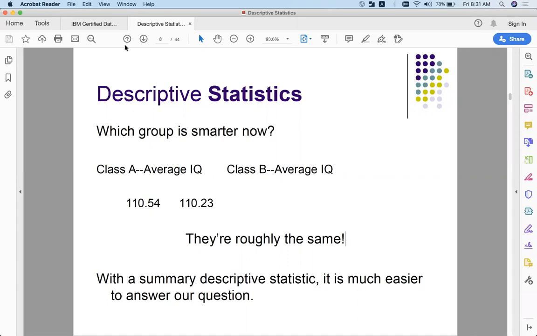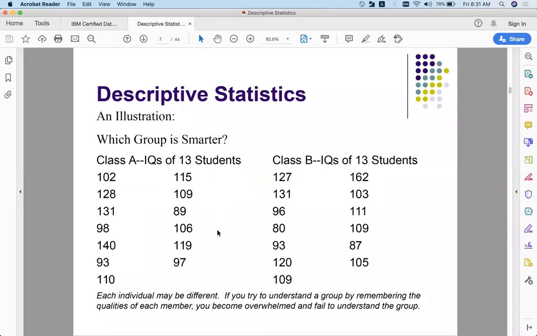But if you just look here, there is no way of figuring it out. Class A suddenly looks like they don't have too many smart people, but suddenly there are smart people here, so the majority of them look smart. So you cannot compare like that. There is no way of comparing 13 like this. And if I give you 10,000, then you cannot compare, right?